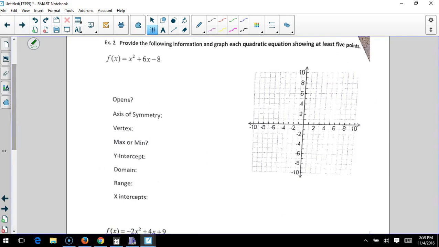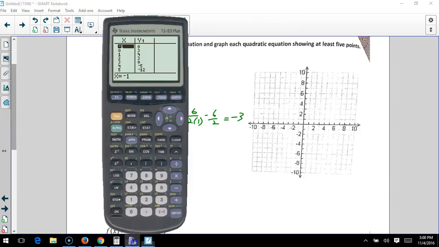Okay, provide the information, use at least 5 points. Once again, use your calculator. So, A is 1, B is 6, and C is -8. So, A is positive, it's opening up. X equals the opposite of B over 2A. That's -6 over 2, which is -3. My vertex is at -3 something. And I'm going to need 5 points, so I'm going to put this in my calculator.